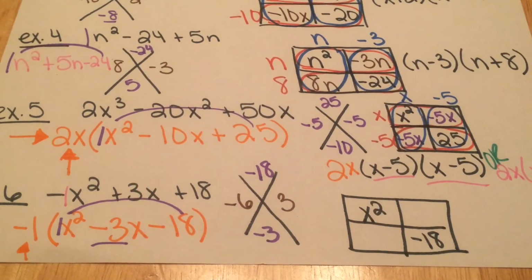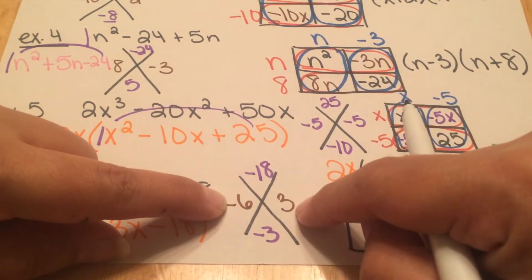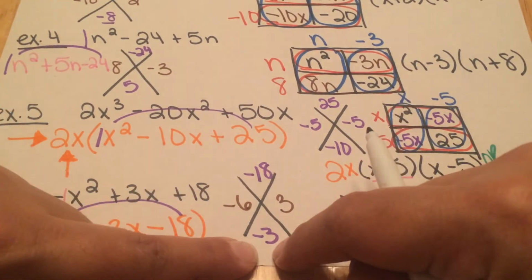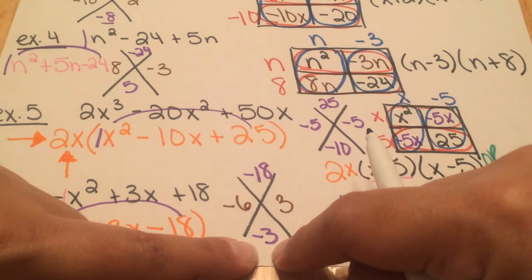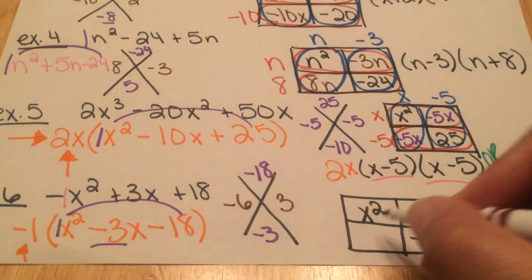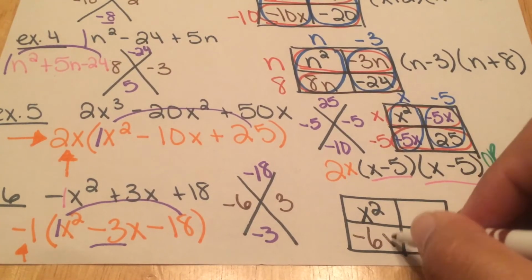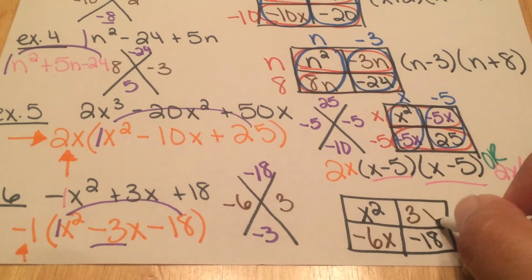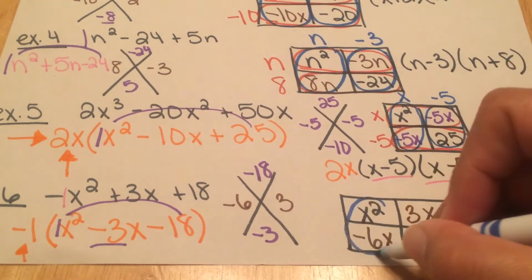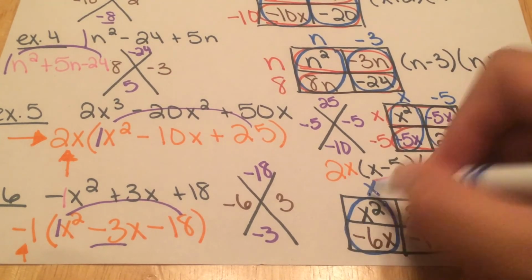And let's see if that checks out. Negative 6 times positive 3 does equal negative 18. And negative 6 and positive 3, when we add up, sorry, I didn't mean times. When we add up negative 6 plus 3, we do get a negative 3. So now I'm going to go ahead and put those in my box. Now it's time to GCF everything up. So x squared and negative 6x has an x in common.